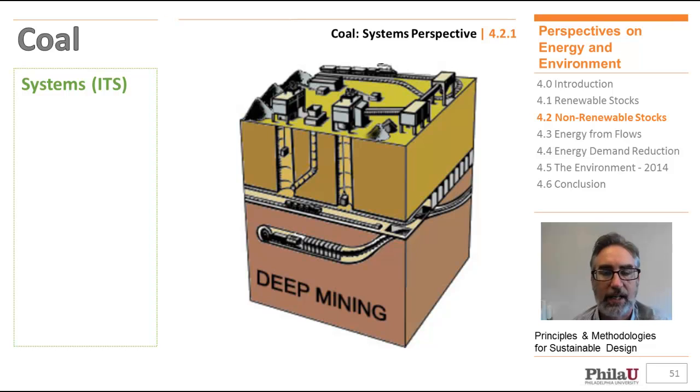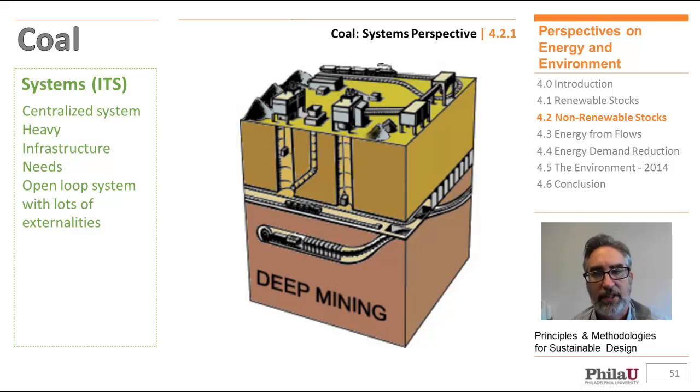From a systems perspective, there's a couple different major ways to get coal. Deep mining is one of those ways, and you see here a drawing of how that works as a system. But coal is generally a very centralized system where the coal itself has to be processed in a central plant, and the infrastructure to support the coal industry is very, very high and very complex. And I would call this an open loop system in the fact that many of the externalities are not accounted for. And later when we get into renewable technologies, you'll see that the externalities are very low. And the ecosystem risks are very high.